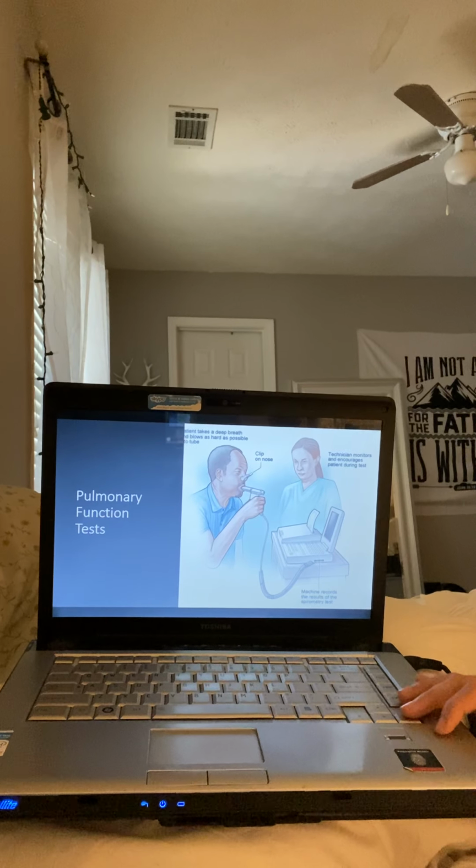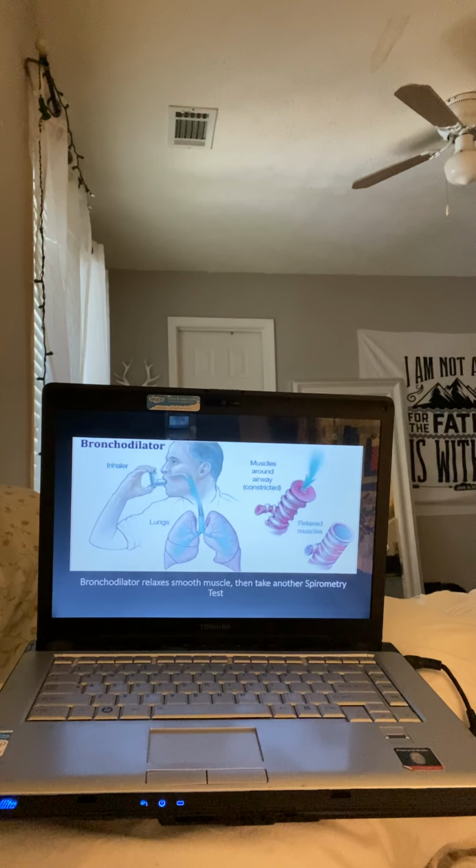And if the levels are low, they will do a bronchodilator test, and it basically relaxes the smooth muscle, and then they will take another spirometry test to find out if your levels have improved, and that's normally like a good indicator of someone that might have asthma.